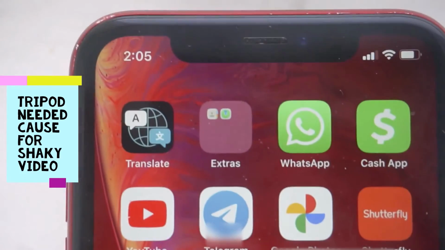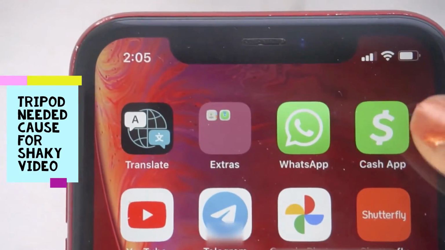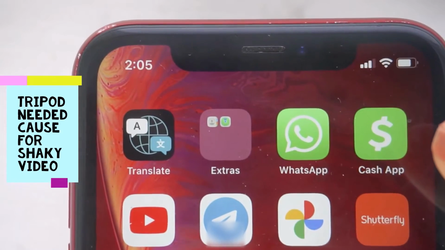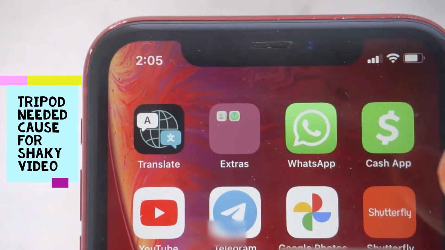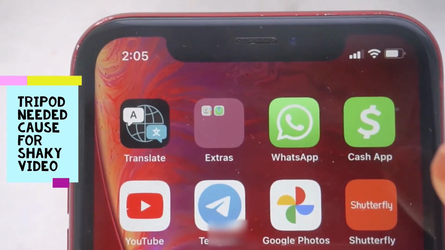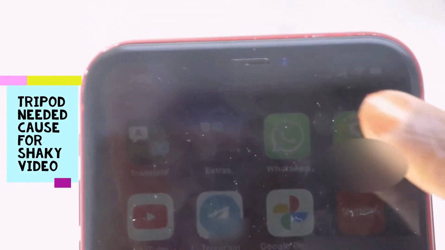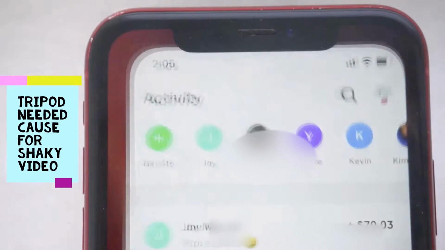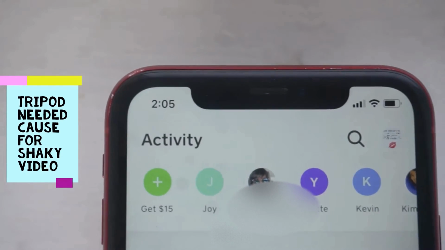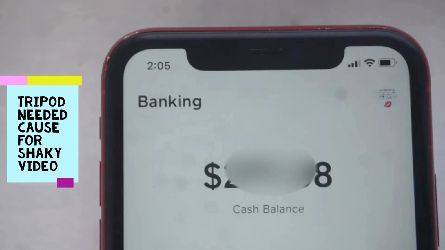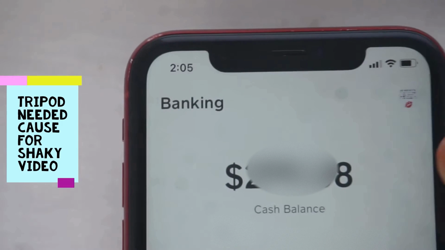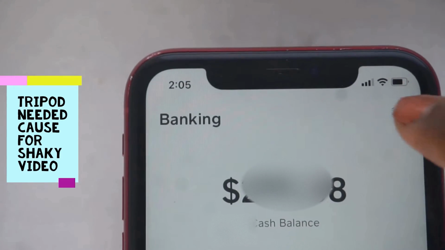Google and type in Cash App. This is Cash App. This is how it looks like. Type in Cash App and download the app. After you download the app, you will click on it.